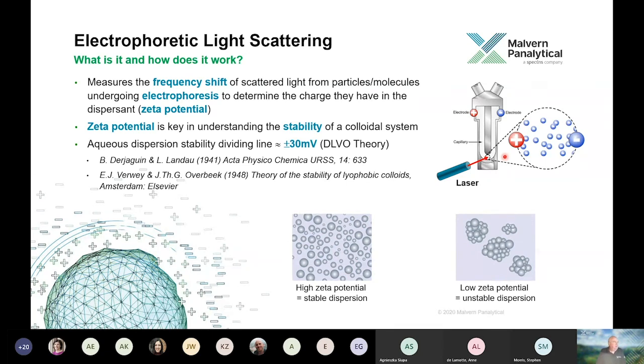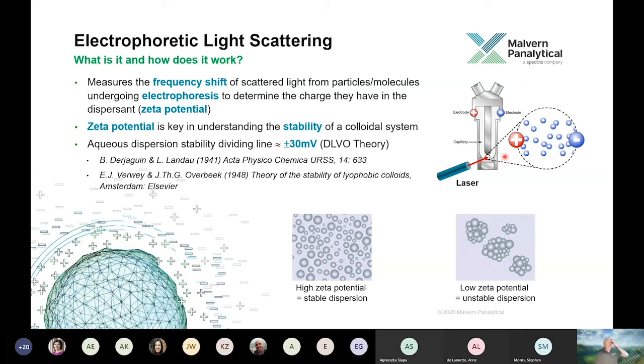Now, a very famous theory that was developed back in the 1940s, actually 80 years ago or so, by two groups of scientists working independently: Derjaguin, Landau, Verwey, Overbeek. The theory became known as DLVO after the initials of their surnames. And what this theory says is that when we have particles and molecules in suspension, the stability of that system is going to be determined by the balance that exists between the repulsive forces, which are electrostatic in nature, and the attractive forces, which are van der Waals in nature. The zeta potential is a measure of the electrostatic repulsion.